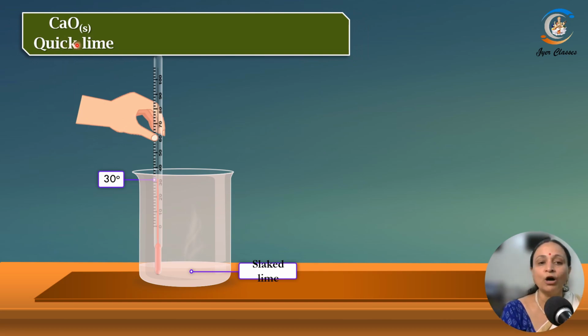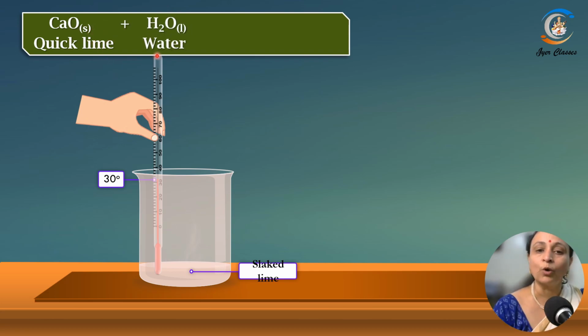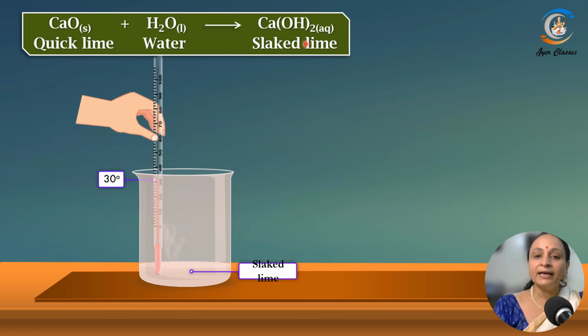Now let us look at the reaction. Quicklime, which is calcium oxide, CaO, in the solid state, reacted with water, in the liquid state, to give you a compound called calcium hydroxide. This will be in the dissolved state and is called slaked lime. So you can see that this is also a combination reaction. Earlier we saw one element combining with another element to give you a compound. But here we have taken two compounds and got a new compound. Two compounds gave you one single compound. So this is also an example of a combination reaction, right?